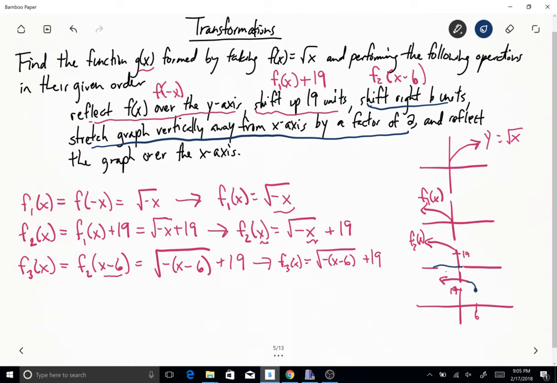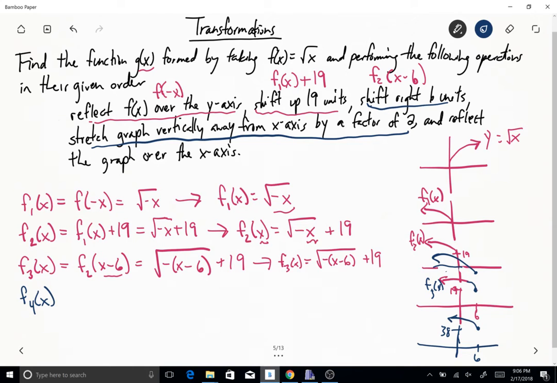So notice if we're stretching it away by a factor of 2, I'm going to need to draw something else here. So when we're at 6, I know this won't look exactly right, but I'm saying the graph goes something like that. The new point that you'd have, instead of 19, you'd have 38, right? And that's what you're going off of. So this is f2 of x, or f3 of x. So our fourth one, we want to double it.